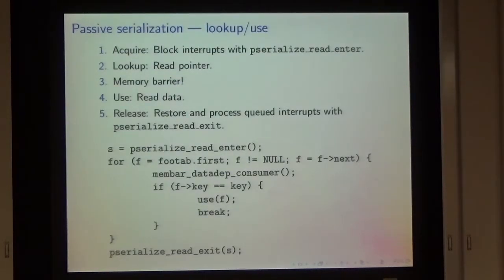So the code for passive serialized lookup and insertion is almost the same as what I sketched earlier with the coordinated publisher and reader. The only difference is you have to start by entering a read section and returning the current interrupt mask, and then end by exiting the read section, restoring the interrupt mask and processing queued interrupts. This nests. So you can put a read section inside a read section. The interrupt will just be deferred until the end of the very last one.